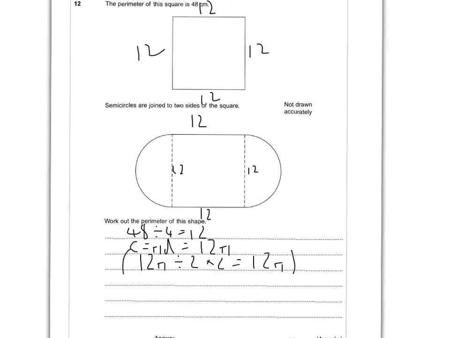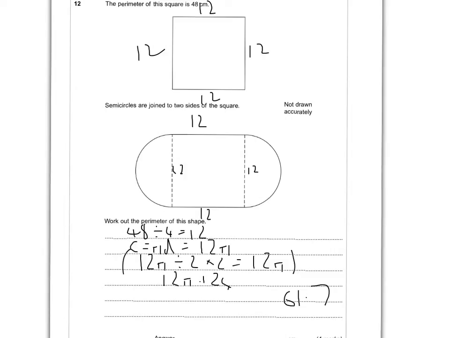Okay, so I have a total perimeter of 12, 12, and then these two which add up to 12 pi. So my answer will be 12 pi plus 24. Now, that's actually a very good answer. It doesn't actually specify accuracy, so that would do as an answer. You could say that the answer is 12 pi plus 24 centimetres. If you do type it into a calculator, you get an answer which is about 61.7. You may choose to round that to 62. That would also be a valid answer.